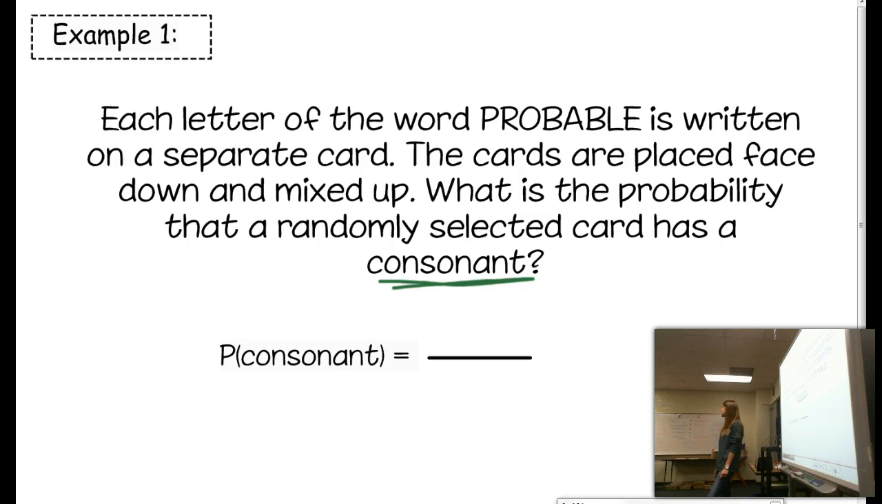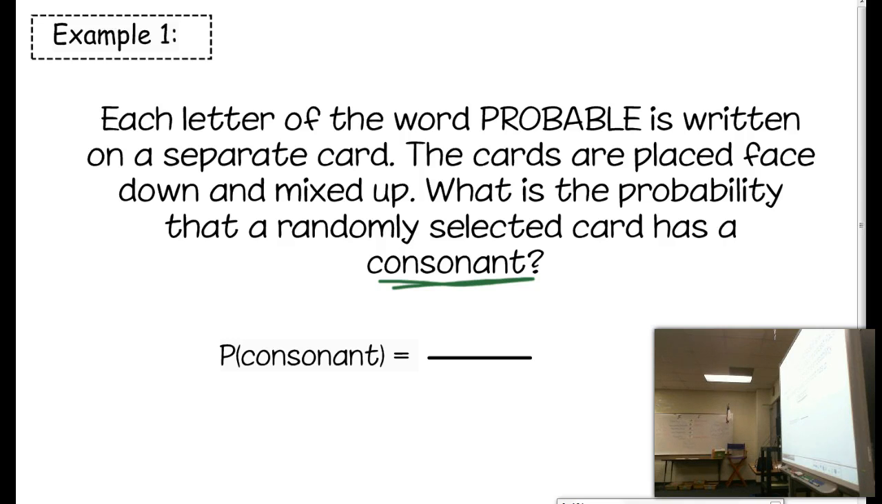Waiting for someone in first period to tell me what a consonant is. Brett is saying it's anything in the alphabet that is not a vowel. Y'all should know what a consonant is. Consonant, vowel. You never watch Wheel of Fortune? Seriously? Alright, so I want you to write down what's the probability that you draw a consonant. Go. Write down the probability.